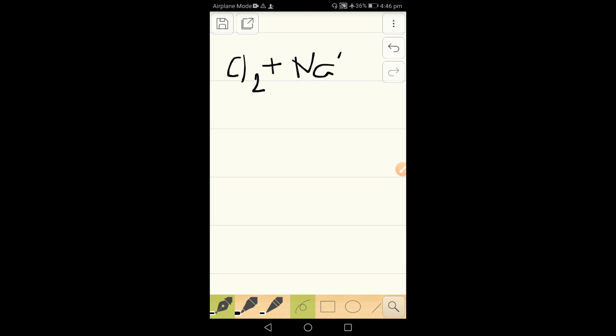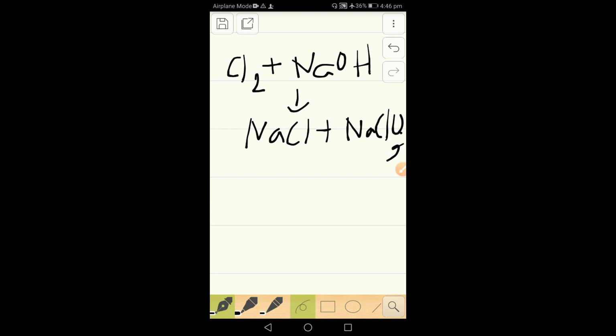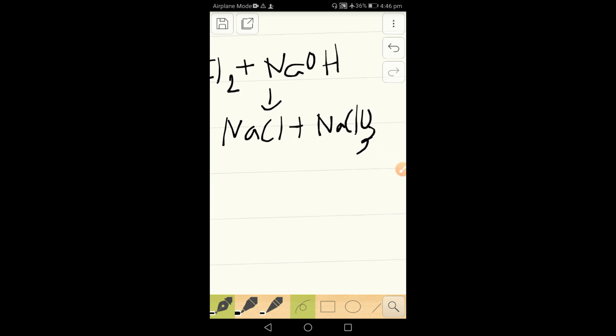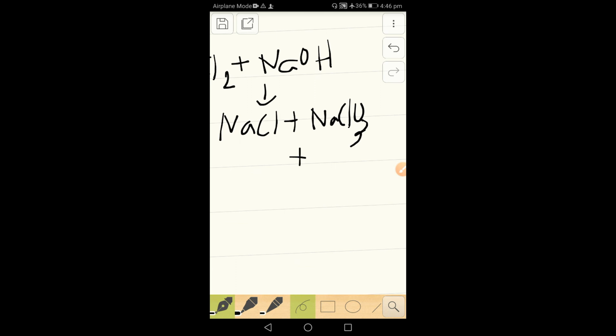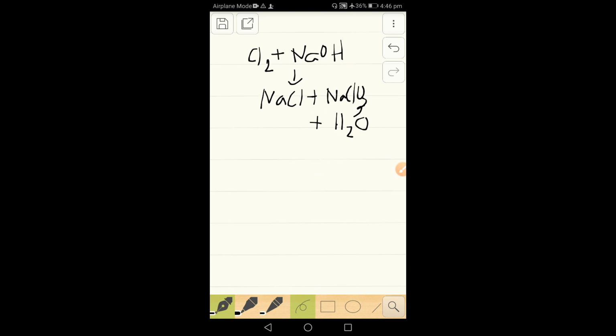Cl2 plus NaOH. This would give you NaCl plus NaClO3, this is 3, plus H2O. So this is the overall reaction. Now let me put some numbers, letters, sorry. It's A, then B, then C, then D, then E. Now we will carry out the balancing.